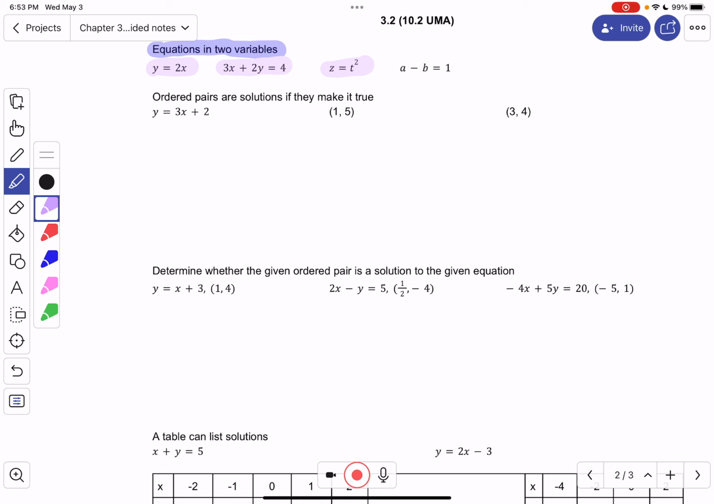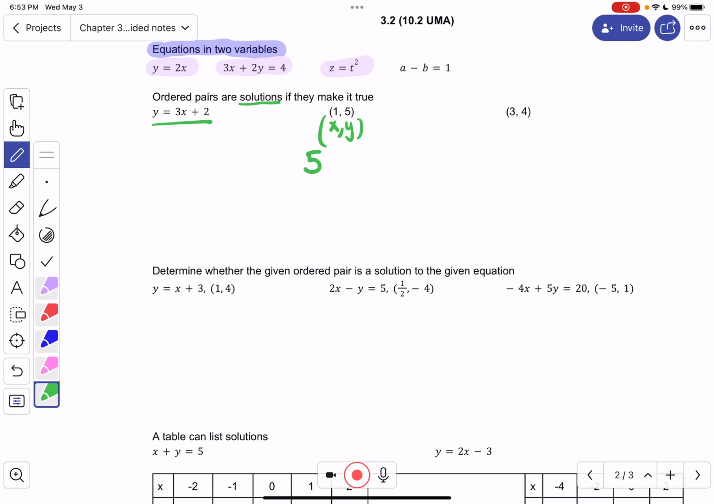Ordered pairs are typically x and y. They go back with what we just talked about in 3.1. It's a solution if it makes the equation true. So to test it, we plug it in. If our points go x comma y, we would plug 1 in for x, 5 in for y. So I take this equation. Instead of y, I write 5. Instead of x, I write 1. And then I do the math.